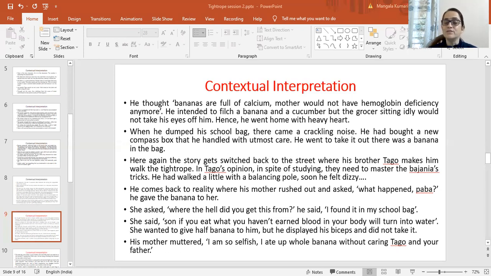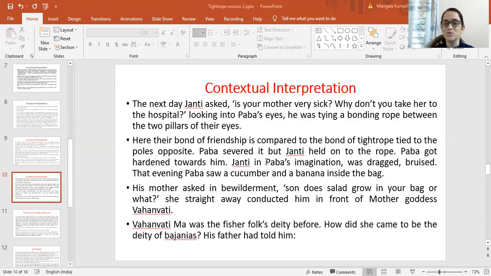So he gave the banana and she ate the banana. After finishing the banana, she mutters a few words. "I'm so selfish. So selfishly, I have eaten this banana. I have finished this banana. I didn't give you. I didn't give Tago. I didn't share with my husband. How selfish I am." So Papa shows his biceps. "See, look at me, how strong I am. You are weak. You eat it."